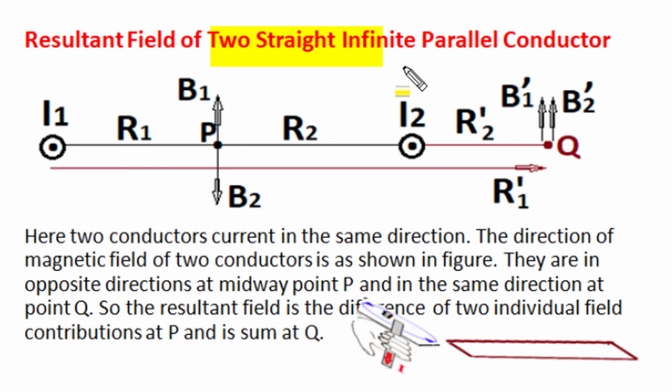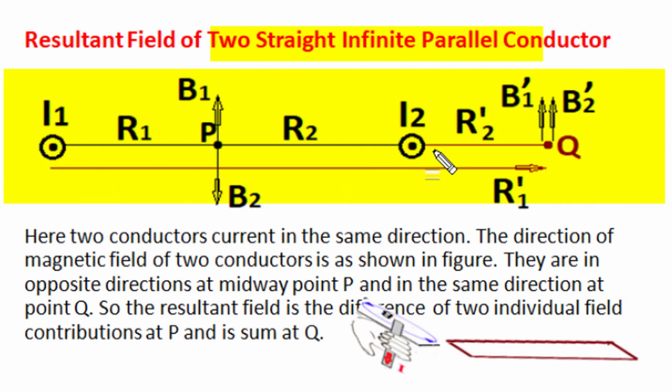We are given two straight infinite parallel conductors carrying currents I1 and I2 perpendicular to this yellow highlighted screen, as shown in this figure, and we have to find the resultant magnetic field from these two currents on the joining line at middle position P and to the right of the right conductor at position Q.